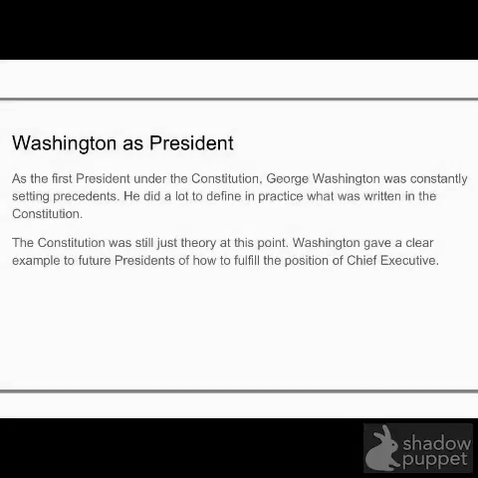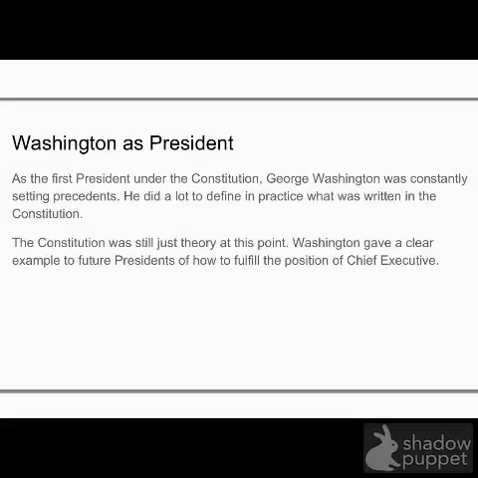As the president under the Constitution, the very first president, George Washington was constantly setting precedents. He did a lot to define and practice what was written in the Constitution. Remember, the Constitution was still just a theory at this point. It was written down, but it had no practical application yet. Washington gave a clear example to his government and to future presidents of how to fulfill the position of chief executive. Remember, Washington is the precedent president.